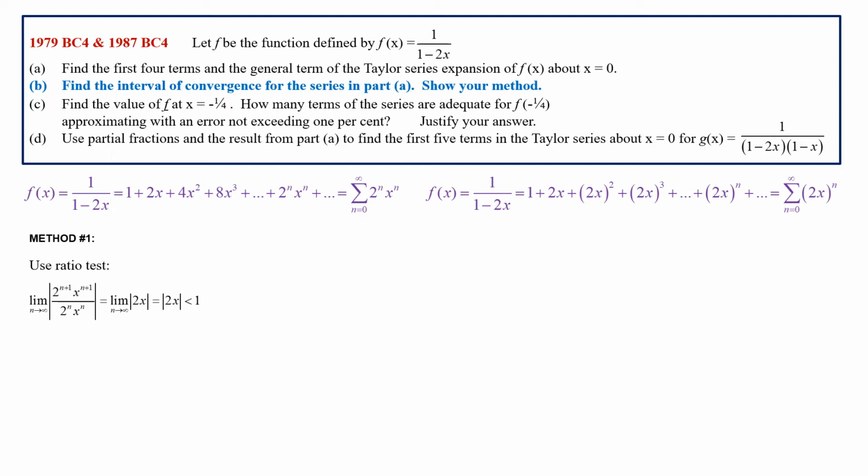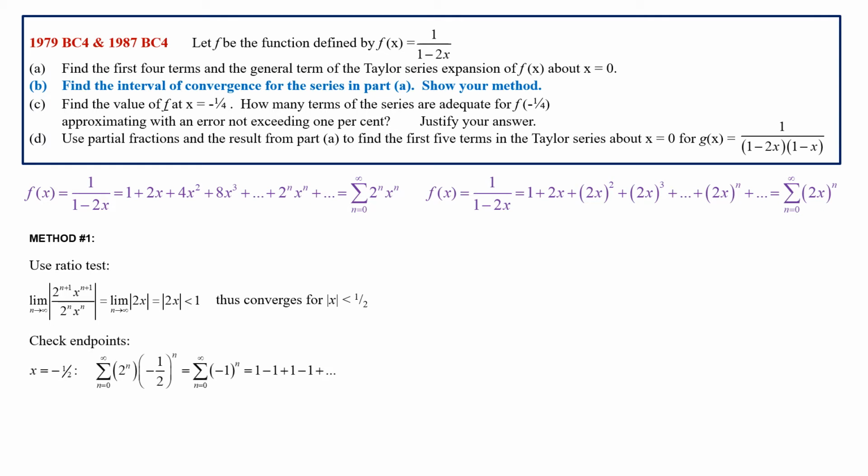And then you simplify that, and because those are just geometric pieces, you will get the limit as n approaches infinity of the absolute value of 2x, which just works out to be the absolute value of 2x. For it to converge, that must be less than 1. So if we divide both sides by 2, we can say that it will converge as long as the absolute value of x is less than 1/2. The problem is, with the ratio test, it doesn't tell you what happens at the endpoints.